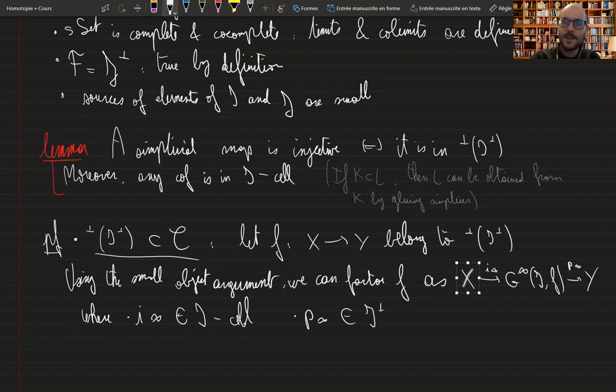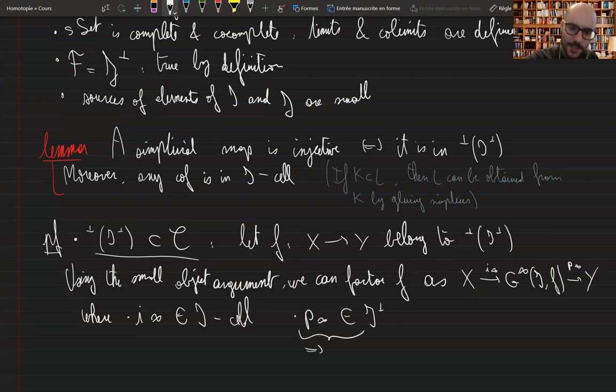We start from X and we glue a lot and a lot of cells. Whenever we have a cell, a boundary in X that can be filled in Y, we glue it to X. And then we do it again and again, an infinite number of times. And if we do this correctly, then, by definition, this is a cellular I complex. And this one has the right lifting property with respect to I.